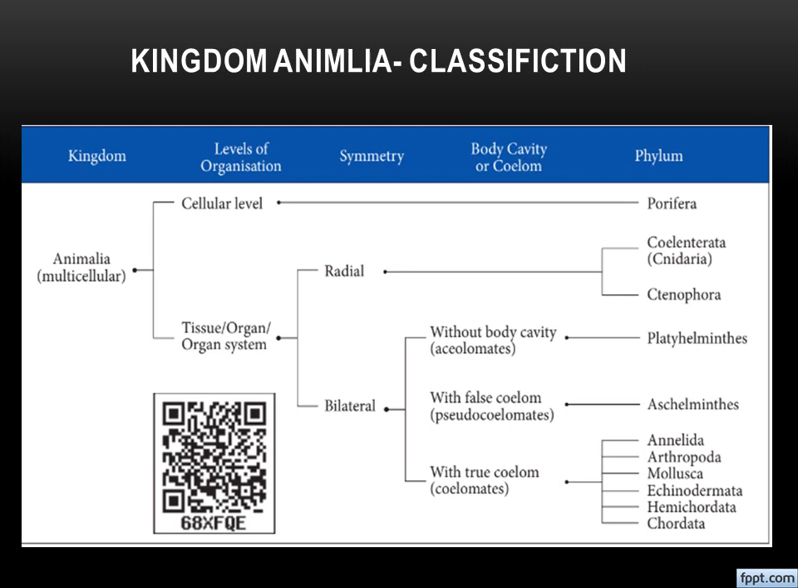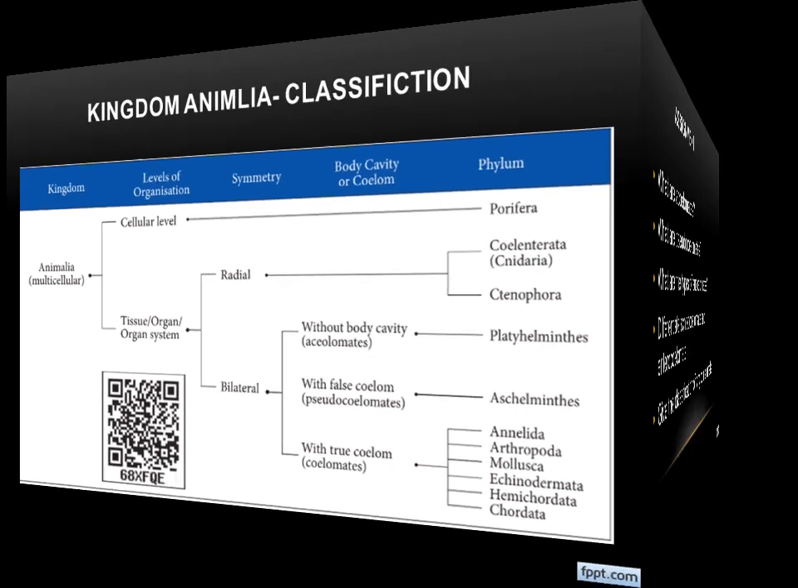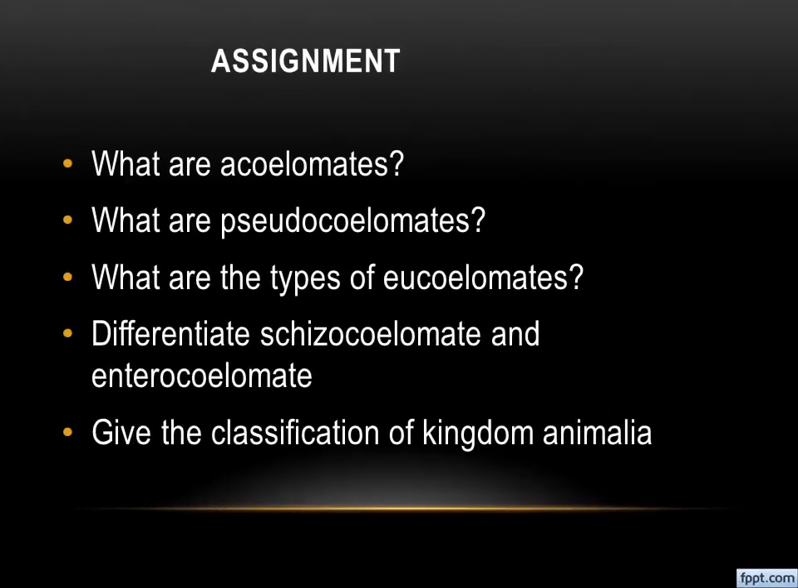I hope you understood the classification of Kingdom Animalia. Let us go through a few assignments regarding today's portion. The first question: what are acoelomates? If there is no coelom, no body cavity formed from the mesodermal layer, it is known as acoelomate. What are pseudocoelomates? The coelom will be there, but the mesodermal layer is formed as pouches. This is known as pseudocoelomate.